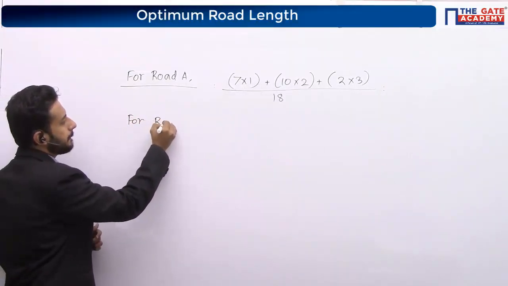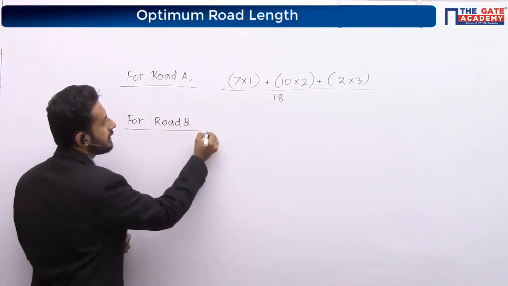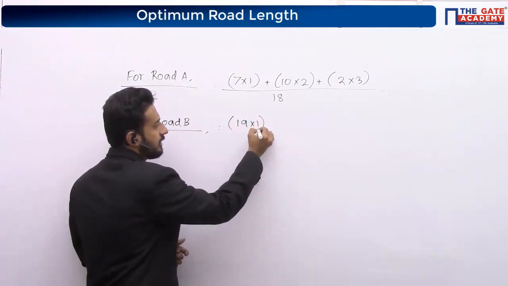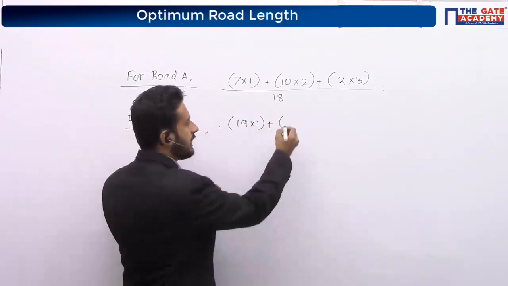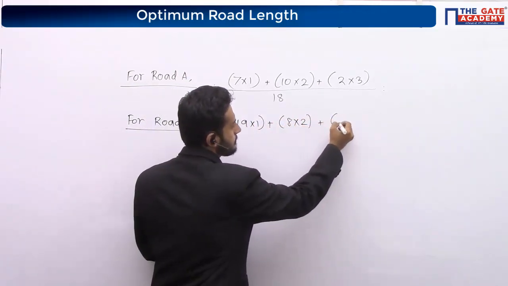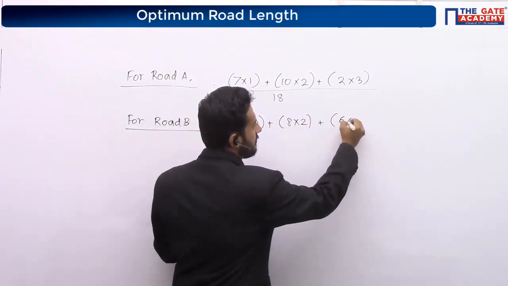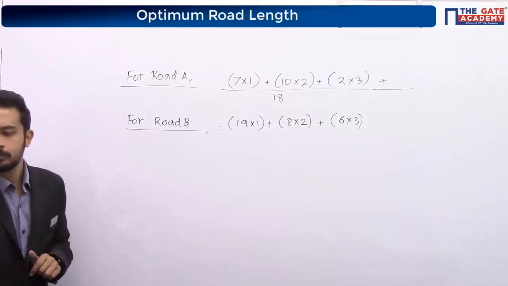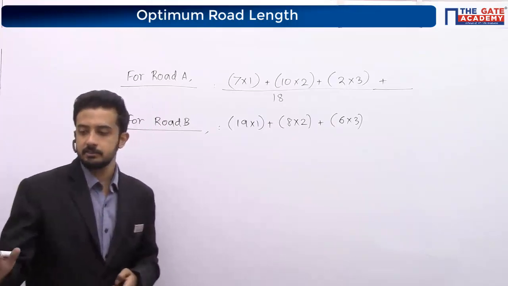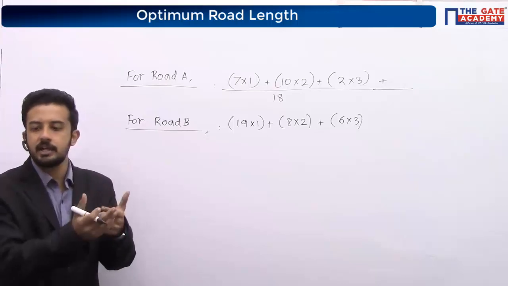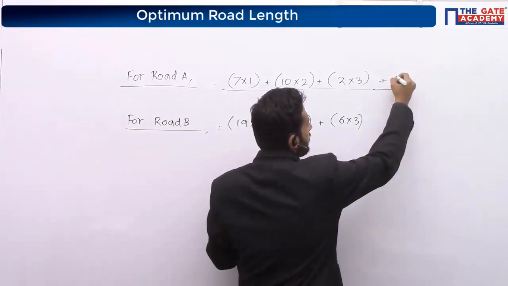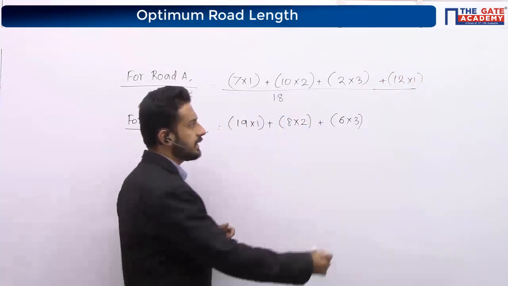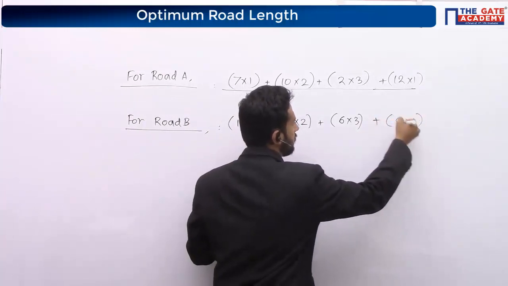Similarly for road B, how can I calculate? How many villages are there? 19 villages having weightage 1, then 8 villages having weightage 2, then 6 villages having weightage 3. Sorry, one more thing is there. Productive area is also given. So productive area is 12, so 12,000. But for every 1000 we take a weightage of 1, which means 12 into 1 also. In this case 9 is there, so plus 9 into 1.